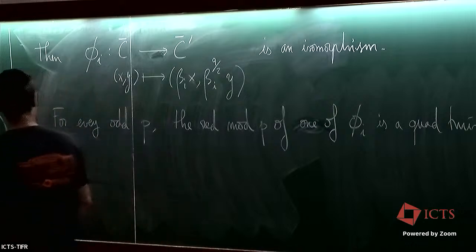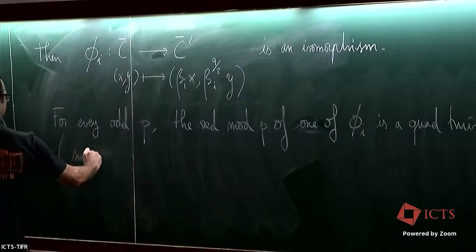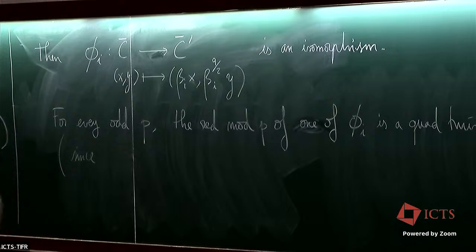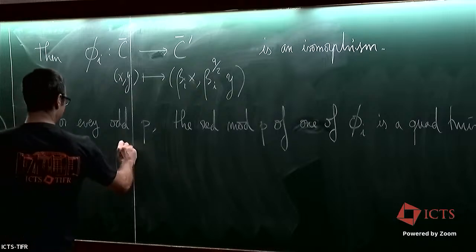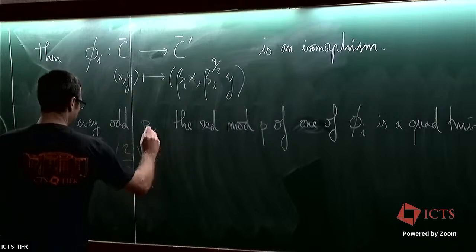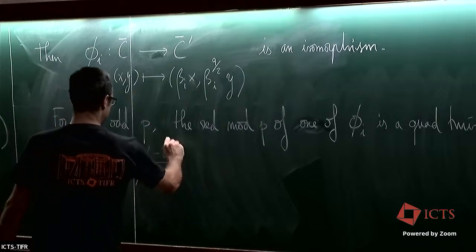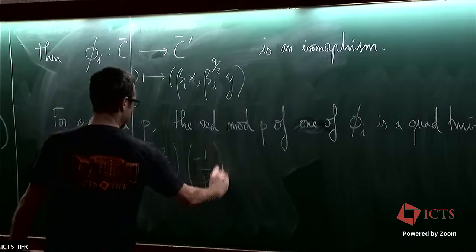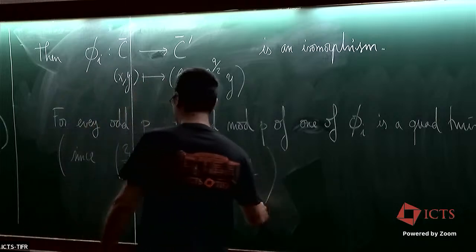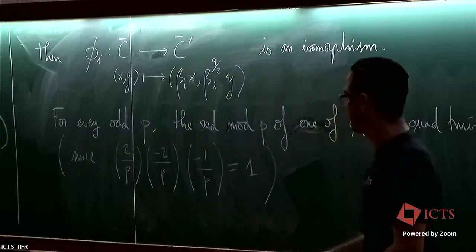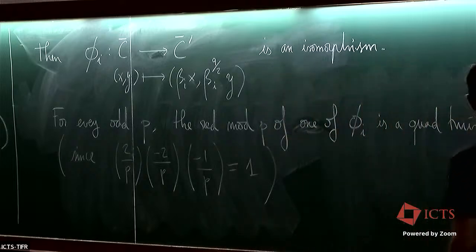The reason is that modulo p, some one of these numbers is defined over F_p because the product of these Legendre symbols is 1. So not all of them at the same time can be -1. Good. So this proves that these abelian fourfolds are locally quadratic twists.